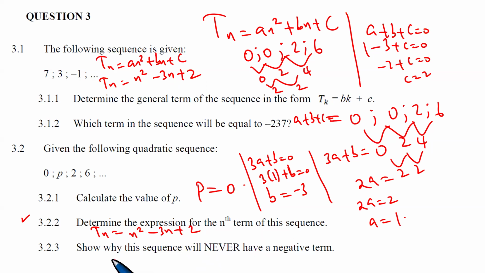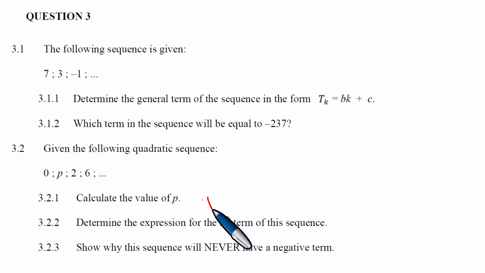Show why this sequence will never have a negative term. What do we do now? Here we've already got that Tn is actually equal to n squared minus 3n plus 2. Show why this sequence will never have a negative term. What do you do here? How do you show that this sequence will never have a negative term?